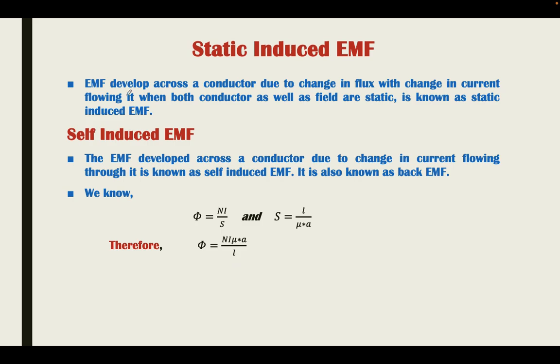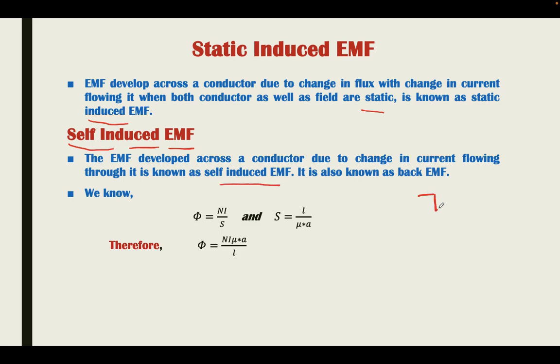The first is static induced EMF. The EMF induced across a conductor due to the change in flux with change in current flowing through it, when both the conductor as well as the fields are static, is known as static induced EMF. In static induced EMF, the first we consider is the self-induced EMF. The EMF developed across a conductor due to change in current flowing through it is known as self-induced EMF.